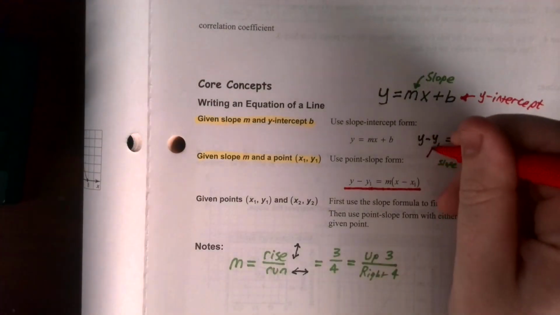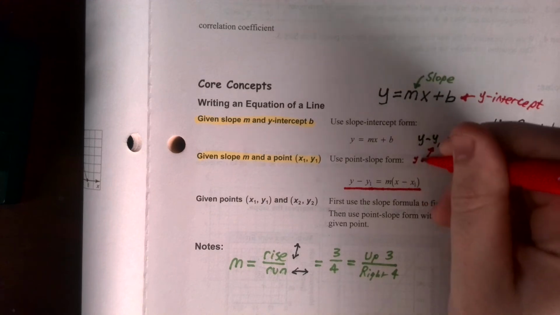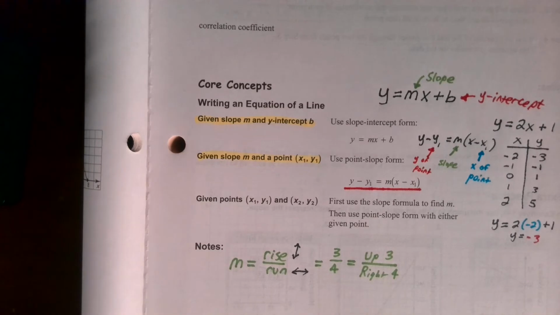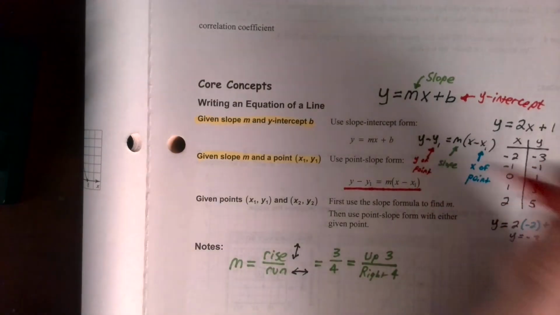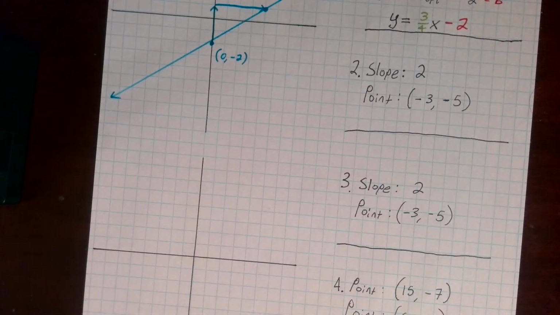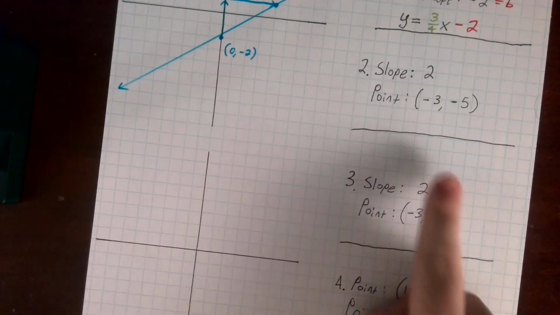y1 is going to be the y of that point. Y of point. Again, all we're doing is just plugging it into the equation. Let's take a look. So the example we gave is we have a slope of 2 and a point, -3, -5.